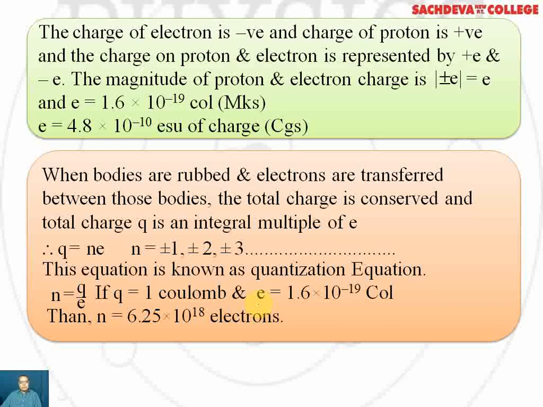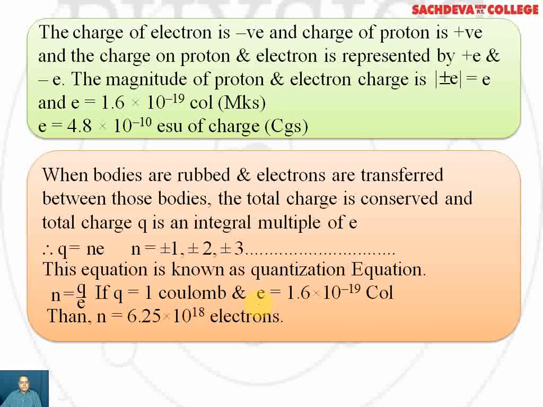The magnitude of proton and electron charges is given as plus minus modulus of e, that is written as e. The numerical value of e in the MKS system is 1.6 times 10 to the power minus 19 Coulomb, whereas in the CGS system it is 4.8 times 10 to the power minus 10 electrostatic units of charge. Now, when bodies are rubbed, electrons are transferred between the bodies. The total charge is conserved. There is nothing known as loss of charge or gain of charge; conservation takes place.